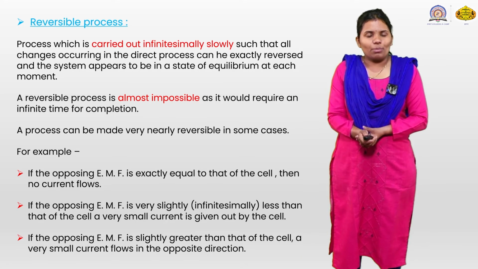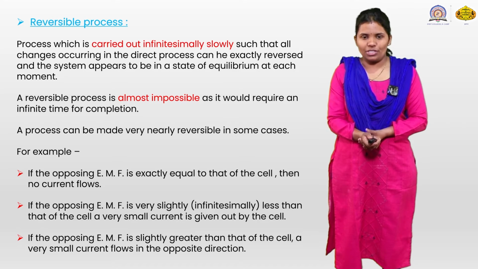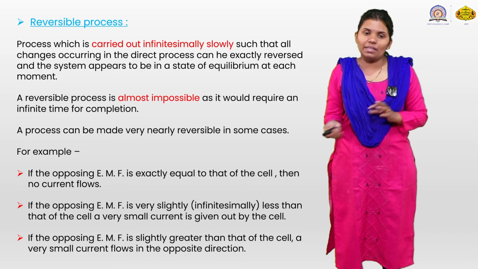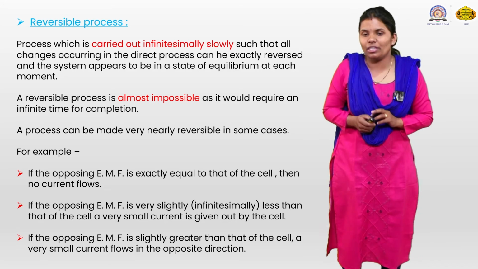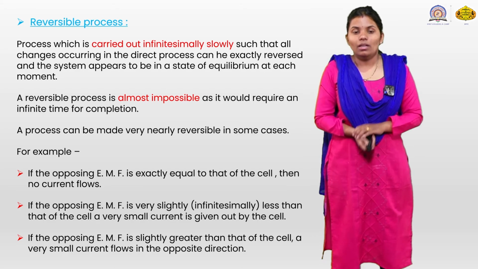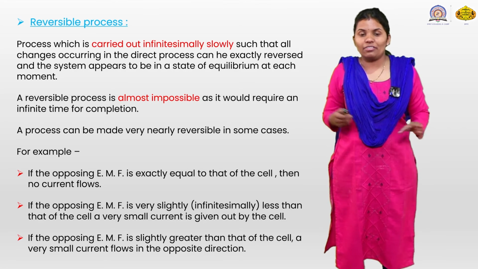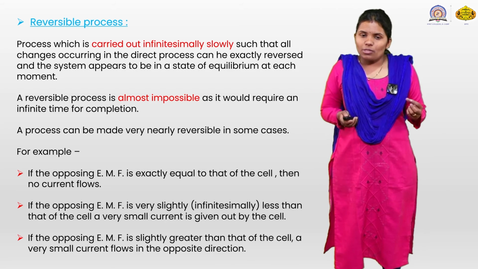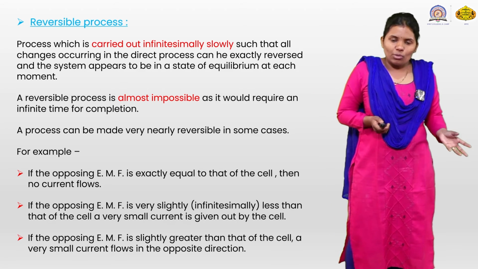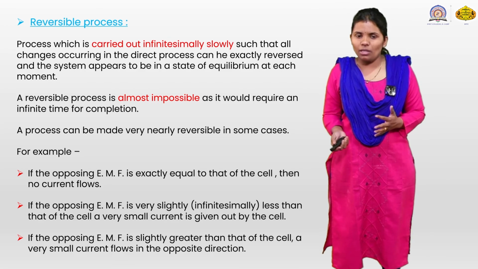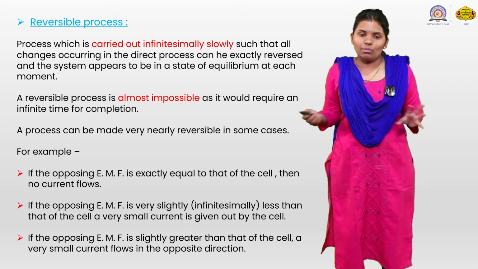Next is the reversible process. A process which is carried out infinitely slowly, such that all the changes occurring in the direct process can be exactly reversed, and the system appears to be in a state of equilibrium at that moment. A reversible process is almost impossible as it requires infinite time for completion. The process is carried out very slowly so that the changes may be reversible. So these are what the reversible process is.